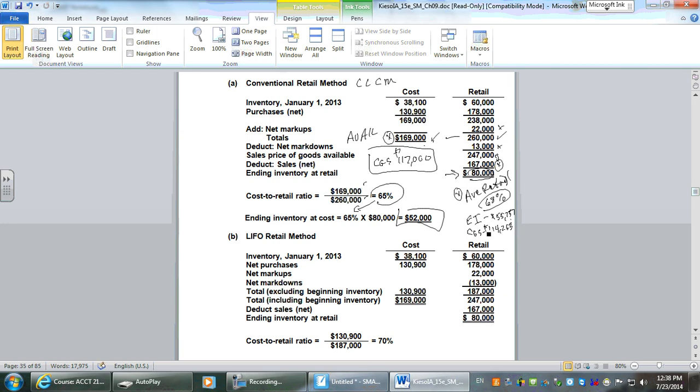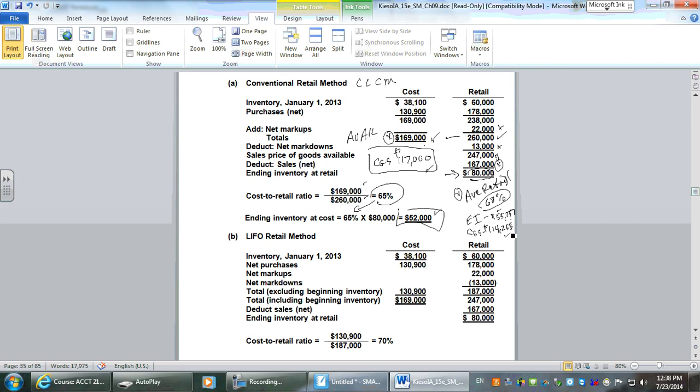Okay. Which is more conservative? To have an ending inventory of 52,000 or an ending inventory of almost 56,000? Obviously 52. Which is more conservative, a cost of goods sold of 117 or a cost of goods sold of 114? 117. Got it? Lower of cost or market is conservative. So there, you should just use this one.